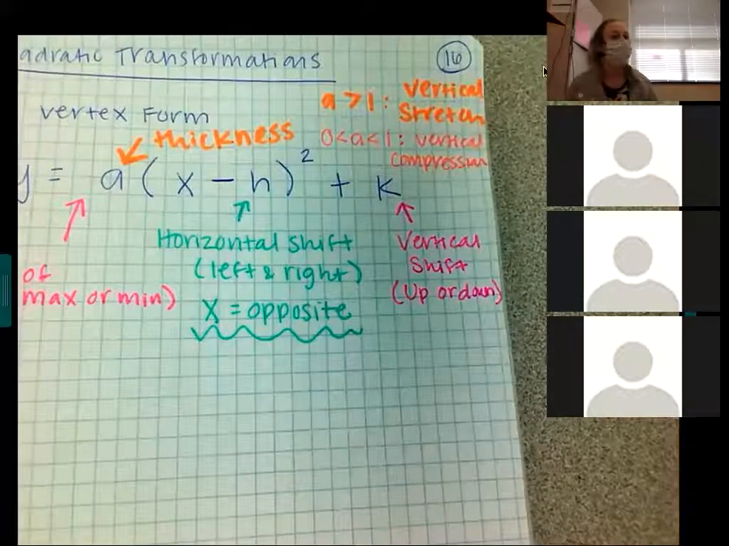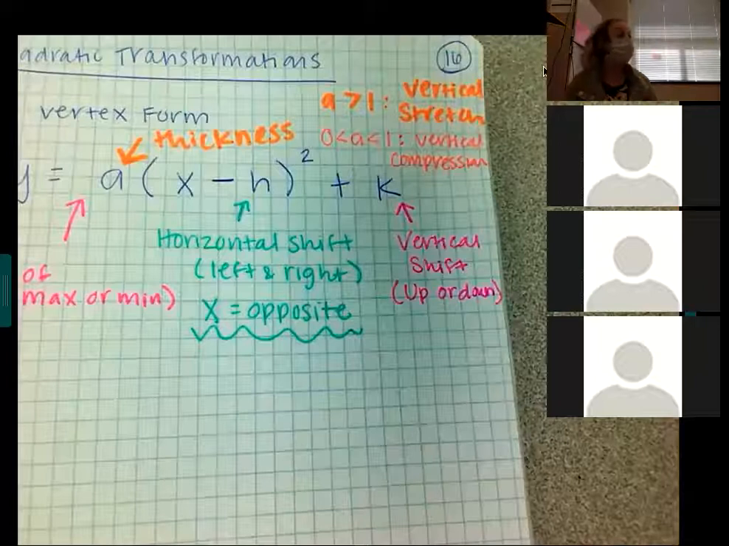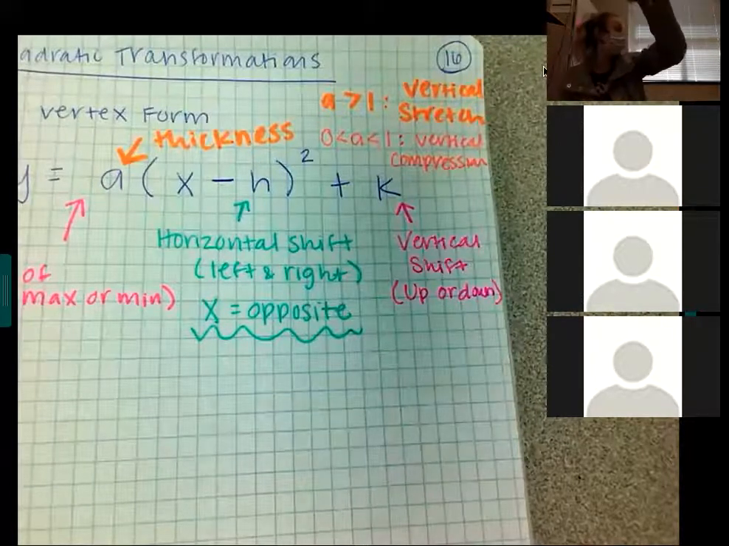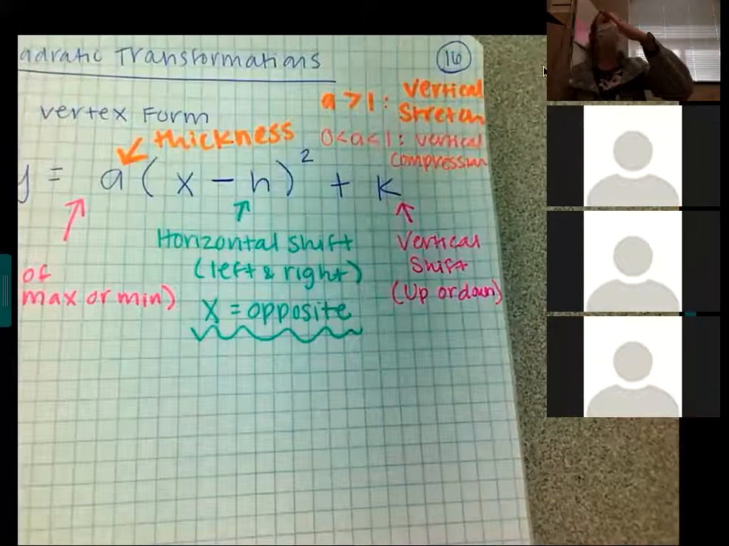Now, is that K inside with the X? No, so it's not going to do the opposite. Whatever it says, that's what you do. So if it says +2, you move it up 2. If it says down 2, you move it down 2.